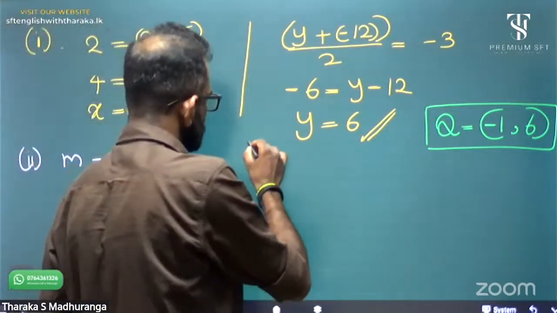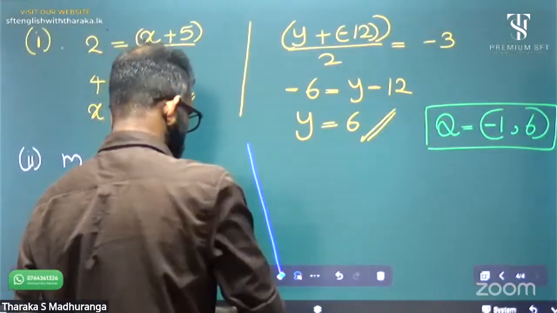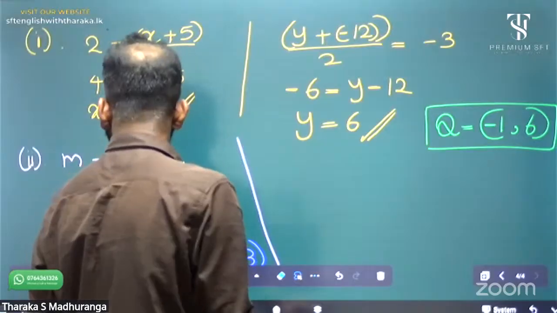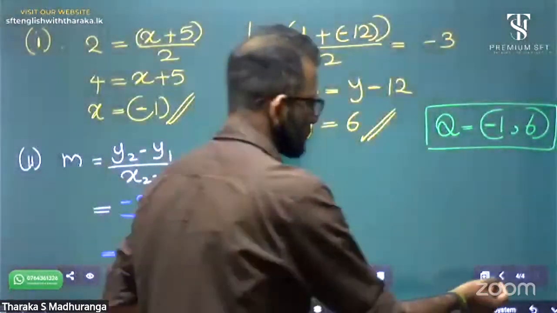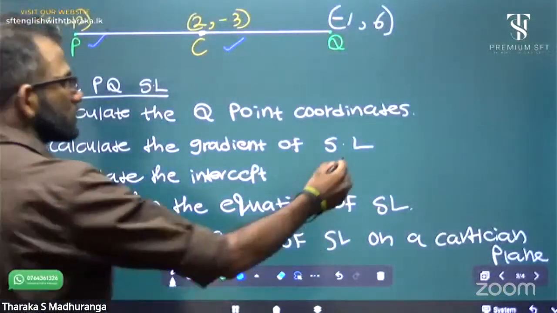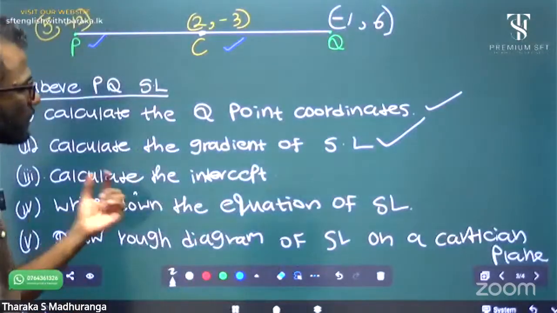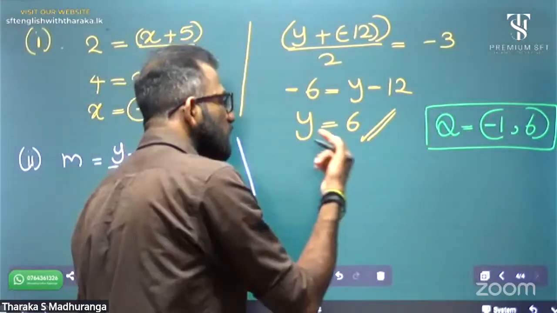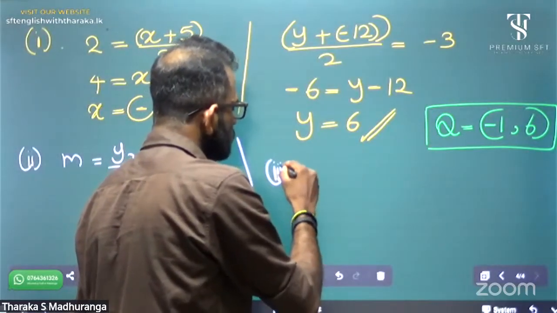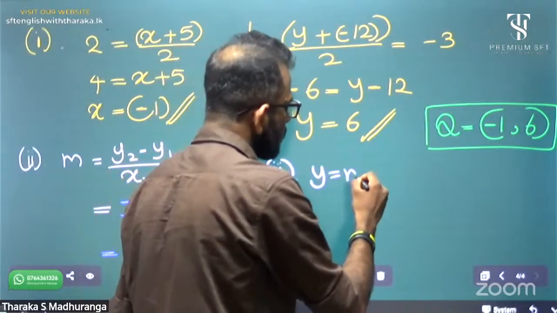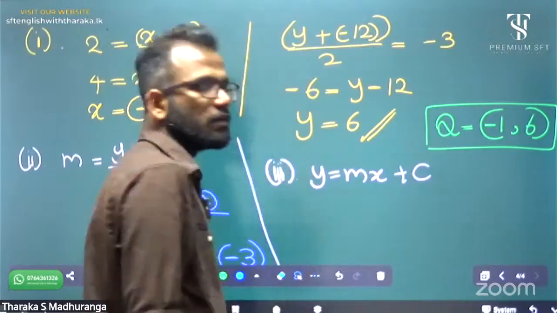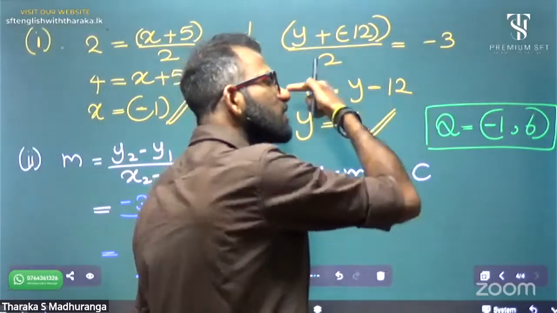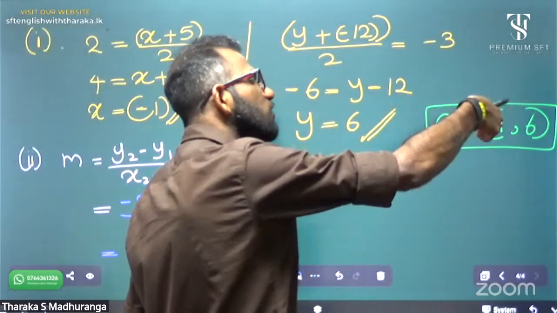Okay. This is question number 2. Calculate the gradient. Done. Okay, calculate the intercept. How to calculate the intercept now? What is the common equation of any straight line? y equals mx plus c is the common equation. Now, what's the method? You can select any point on the straight line.